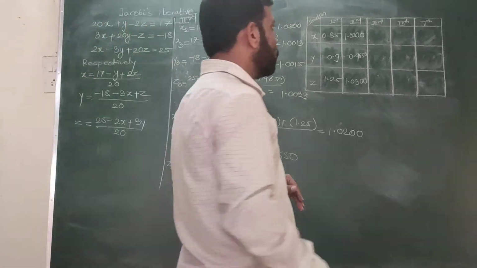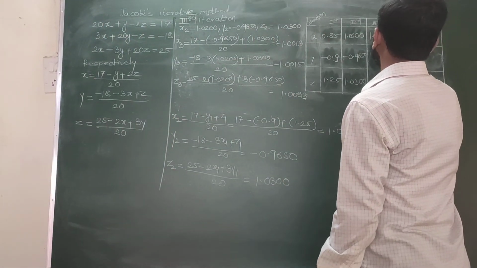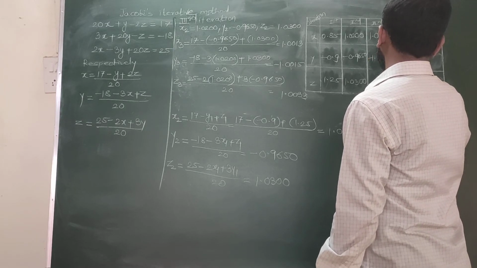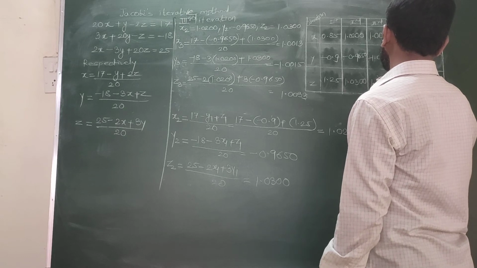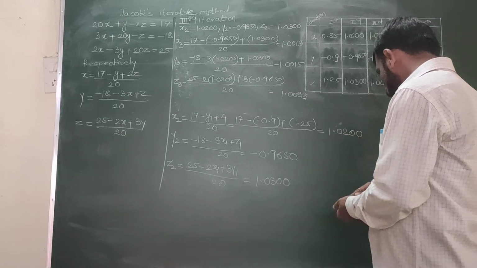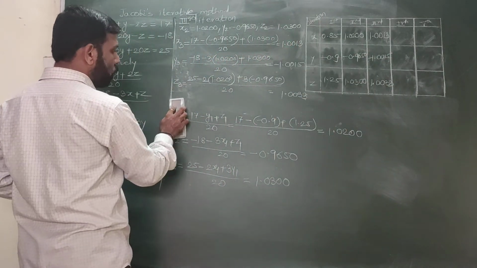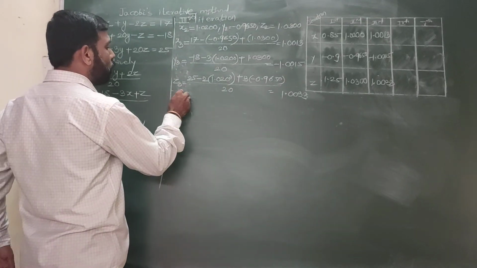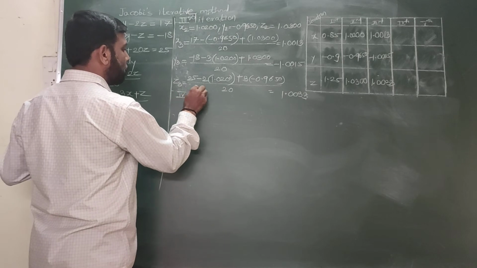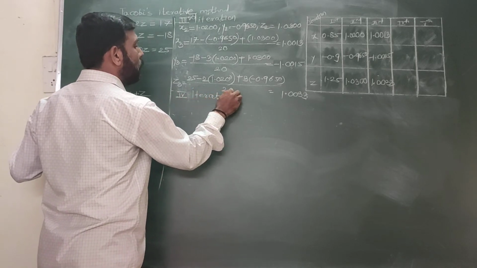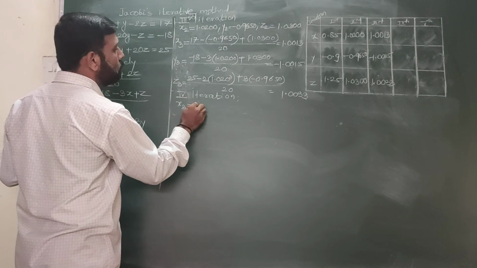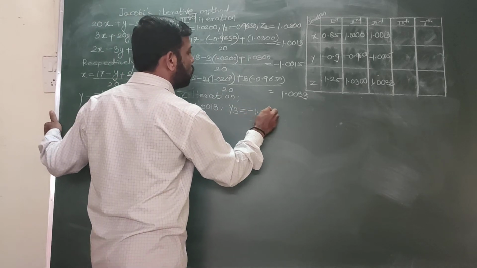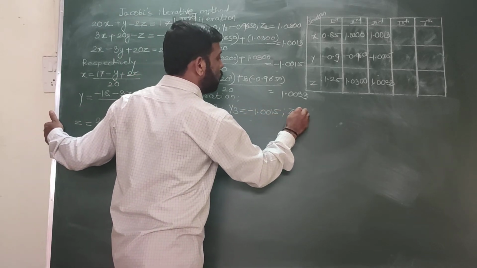so this completes our third iteration. We'll put that value here, minus 1.0015, 1. So the third iteration is completed. Now we continue with the fourth iteration. In the fourth iteration, fix the values of x, y, z. So x3 is, y3 is, z3 is.